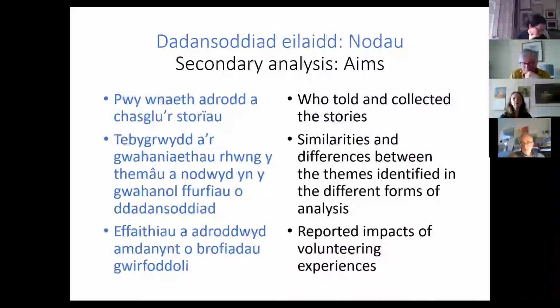And just to recap, when I talk about the different types of analysis, I'm talking about the thematic analysis of the stories, and the analysis from the Meetings That Matter project, which was the thematic analysis of the panel discussions and their hierarchical group analysis. And then the final aim was to explore the reported impacts of volunteering on well-being and how this contributed to well-being and prevention initiatives.